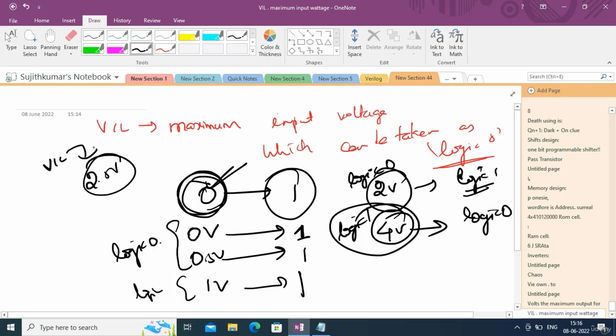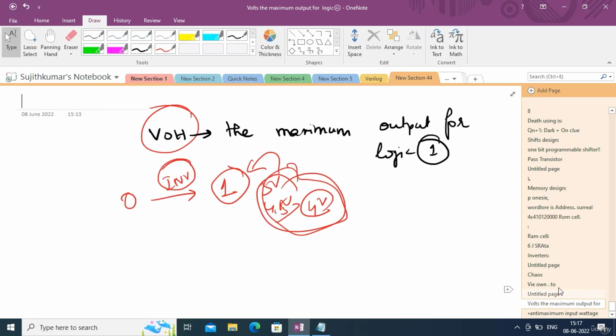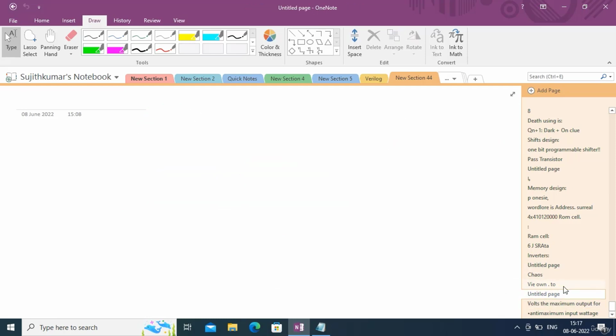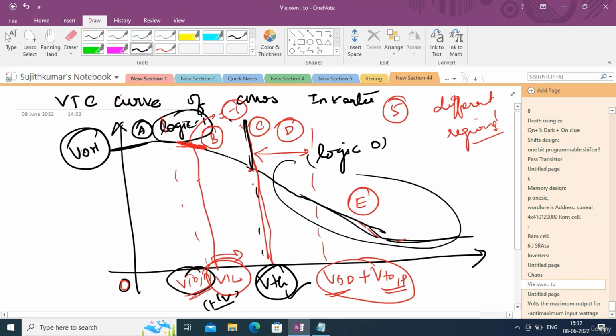So it is the maximum input voltage which can be taken as logic 0. If you cross VIL, that will be taken as logic 1. Very simple. Say for example, if I add 0.1 to VIL and apply this voltage, that will be taken as logic 1 only, and for that you will get logic 0 as the output, right? So the maximum voltage which can be taken as logic 0, that is VIL, beyond which if you apply, that will be taken as logic 1. Very simple to understand. So that is VIL. And you have this threshold voltage, VTH, below which it is logic 0 and above which it is logic 1, right?